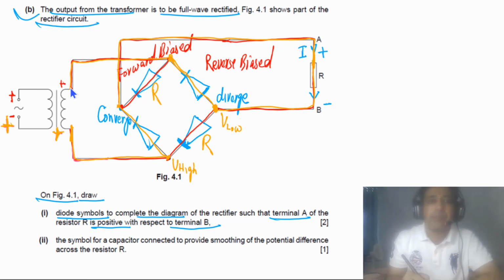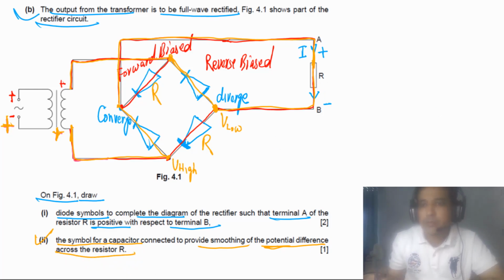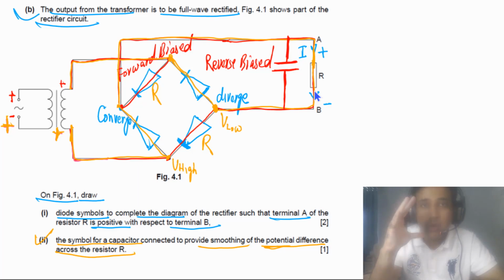This is the correct diagram. If we go to the second part, we need to draw the symbol for a capacitor connected to provide smoothing of the potential difference across the resistor capital R. For this purpose you need to understand that when you connect a capacitor for smoothing, it has to be connected in parallel with the component. In this case the component is the resistor, so we have to connect this one in parallel with this resistor. So this is how you need to draw this diagram.